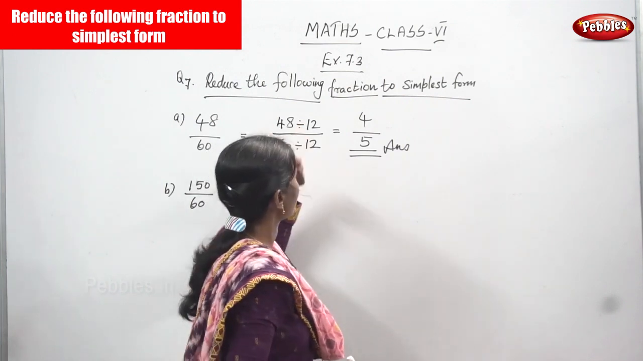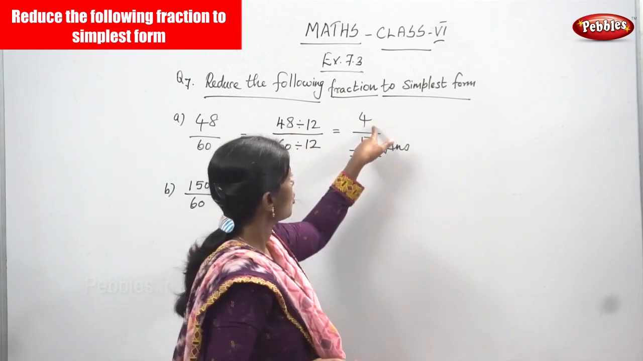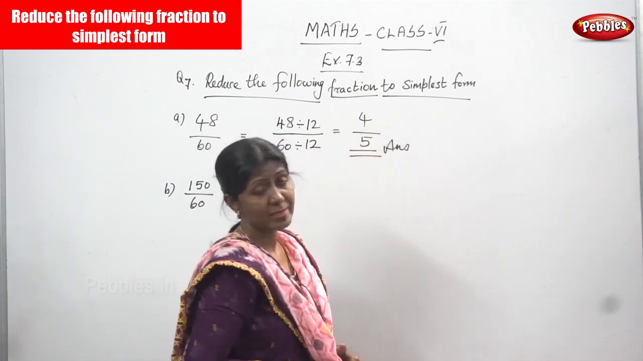So 48 is divided by 12. So you must use the 12th table. So 12 4s are 48, so I have written 4, and 60 is divided by 12. So 5 12s are 60. So the answer is 4 by 5.